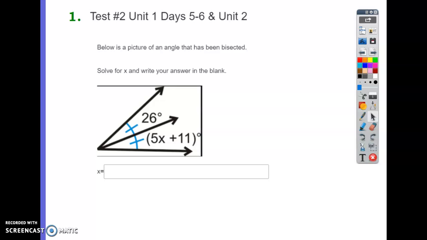Okay, I'm going to review the second test, which was on Unit 1 days 5 and 6, so the end of Unit 1, and also Unit 2, which was only 2 days long for geometry.